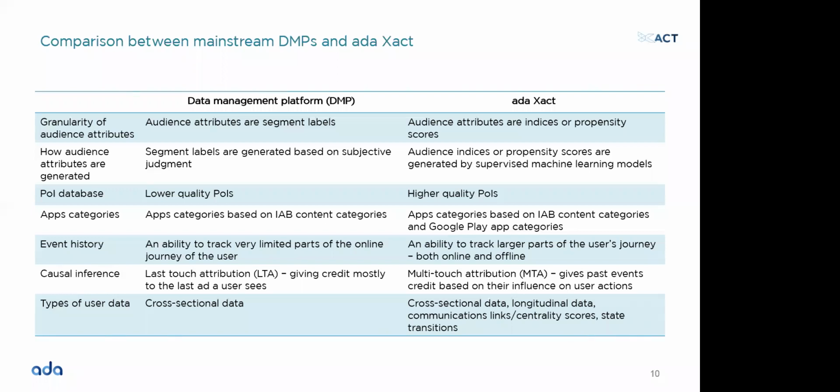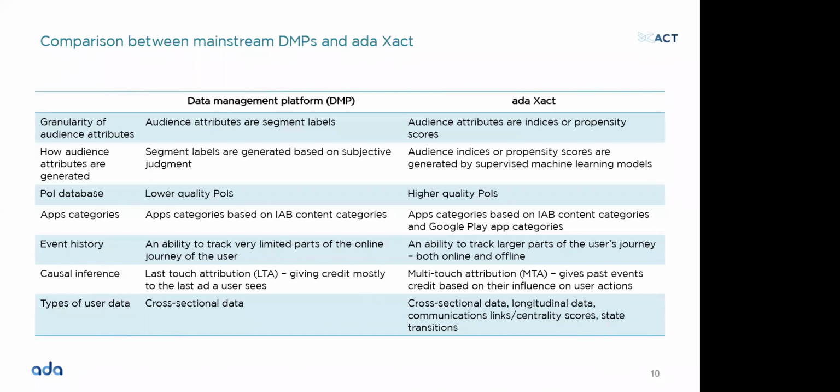So in other words, audience attributes in the mainstream DMPs are segment labels, and these segment labels are yes or no labels. So when a mainstream DMP says high income, low income, what they mean is high income, yes or no. It's just a yes or no label. But in ADA-exact, we're interested in an income index, a continuous index indicating how high or how low the person's predicted income is. So because we're interested in indices, continuous indices, and propensity scores, we allow advertisers to target based on a continuum along a particular audience attribute, instead of just a yes or no label, right?